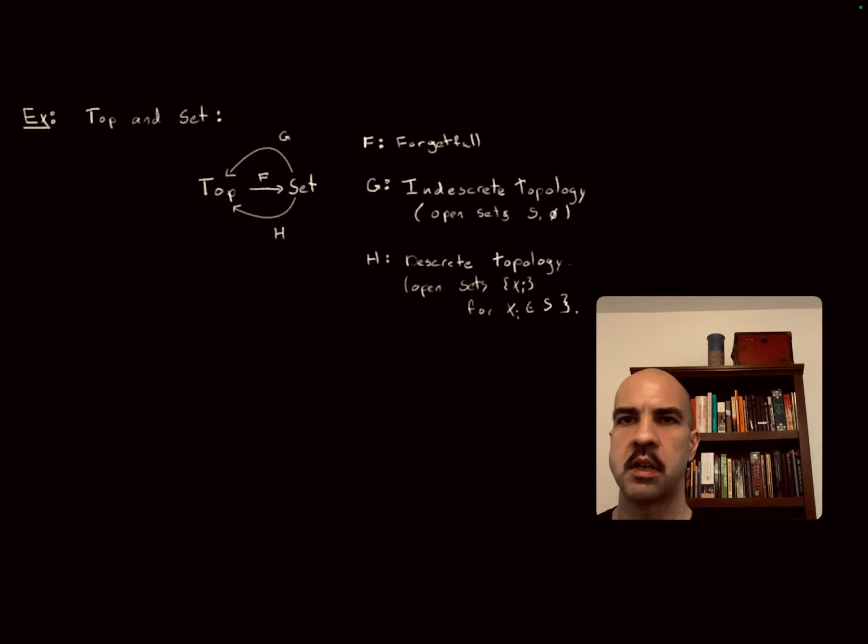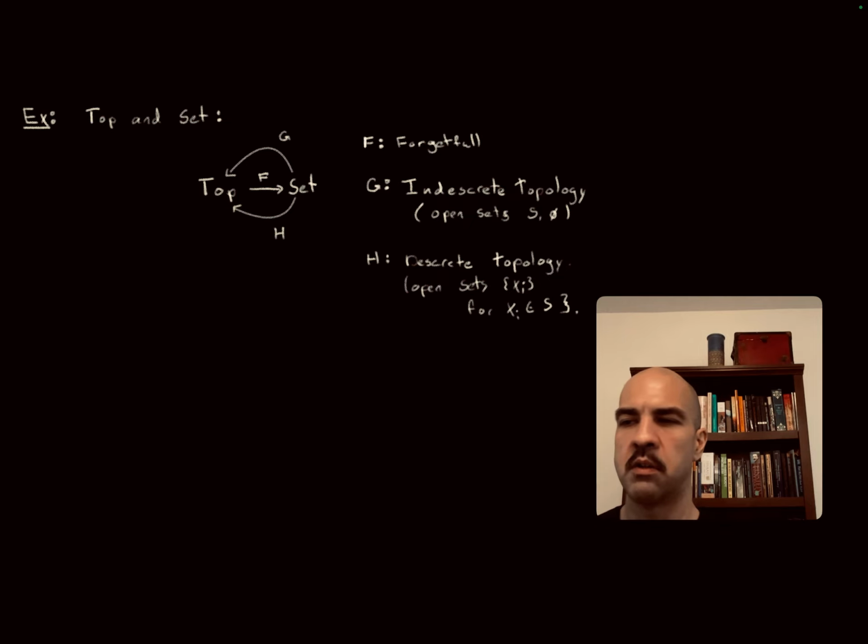So let's look at the category of topological spaces and the category of sets. We again have this forgetful functor that takes you from topological spaces to sets, where you just forget the structure of the open sets and just look at it as a set of numbers. Now from the category of sets to the category of topological spaces, we can always take a set of numbers and form a topological space called the indiscrete topology. The indiscrete topology is when you just assign the set and the empty set to the set of open sets.